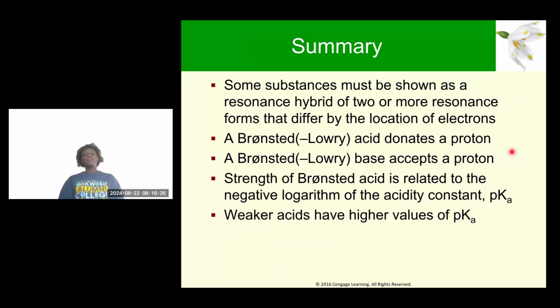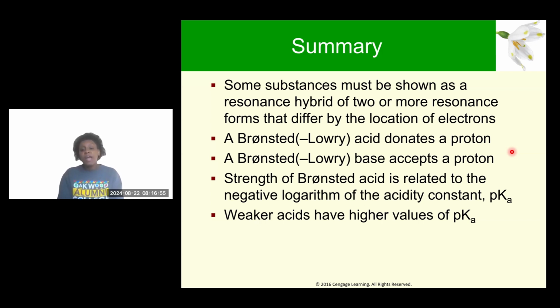All right, so here goes a summary of chapter 2. Substances must be shown as a resonance hybrid of two or more resonance forms that differ by the location of electrons. And so this was talking about the resonance. Remember, we talked about the resonance and hybridization, okay? And so don't forget resonance structures. Now listen, resonance structures are so important. You need to practice those. So we're going to look at some practice on the resonance structures.